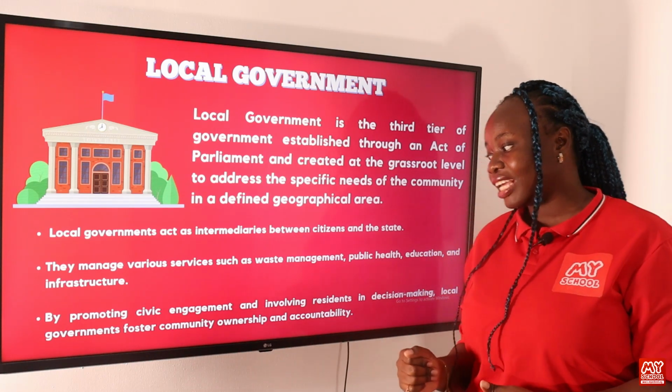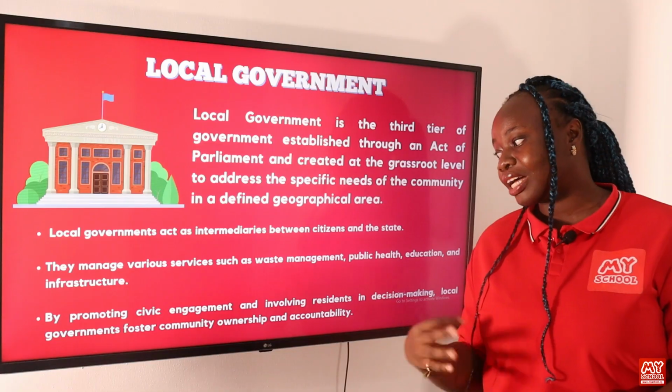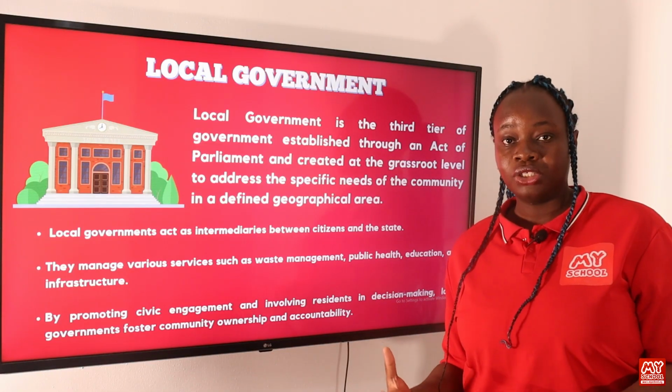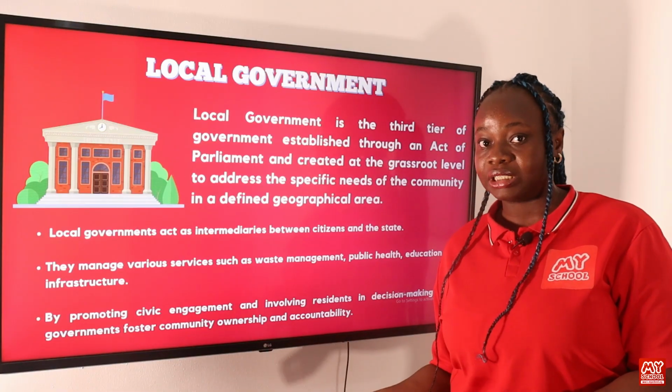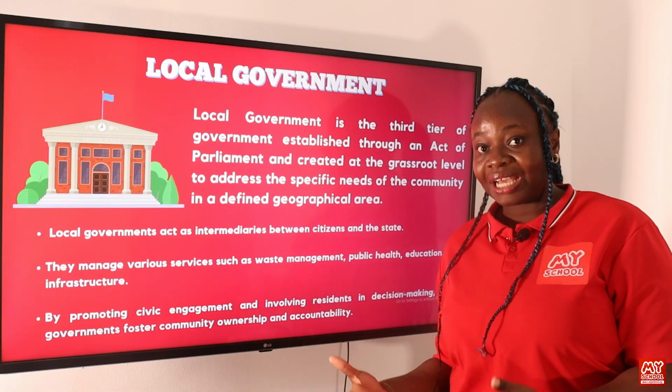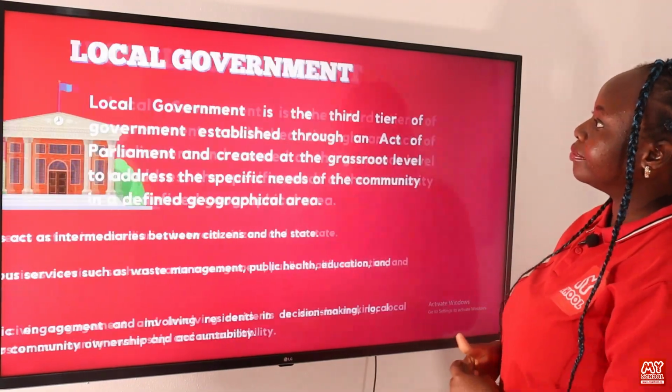So by promoting civic engagement and involving residents in decision-making, local government foster community ownership and accountability. So when the government is closer to the people and they get people to become active in the community, they are helping to improve ownership and accountability within that community. Let's move on to the next slide.